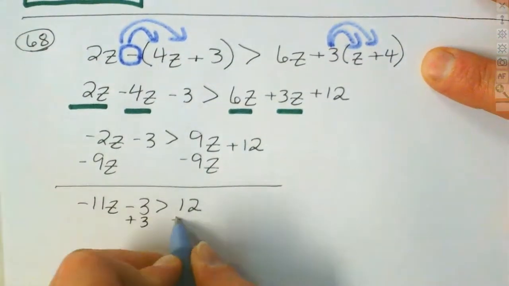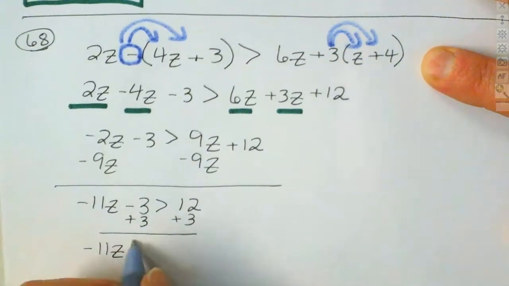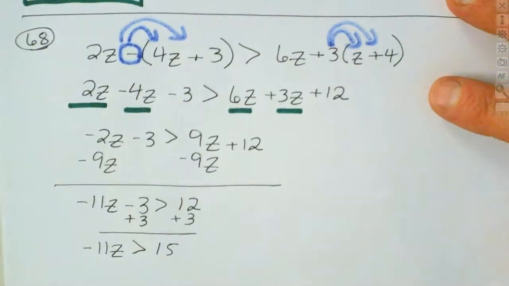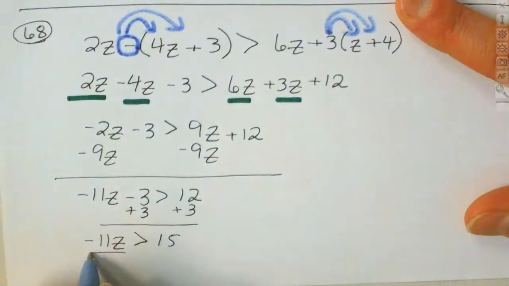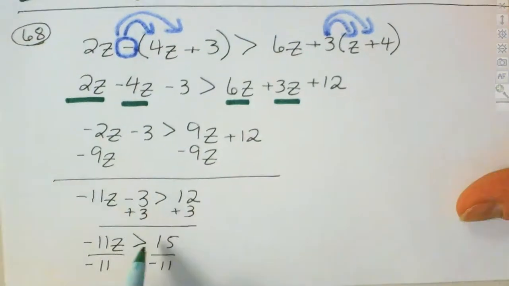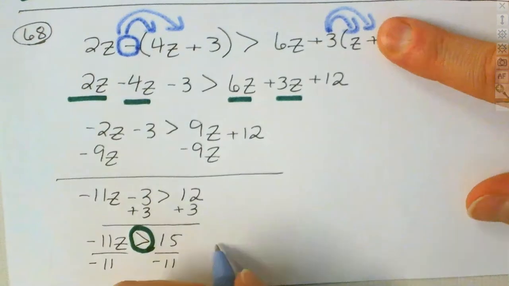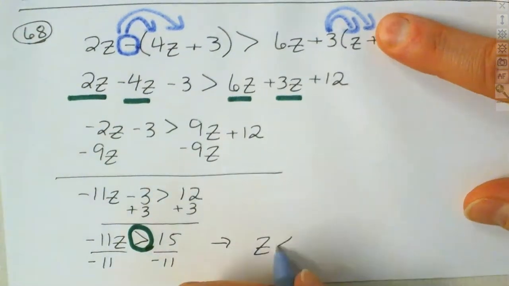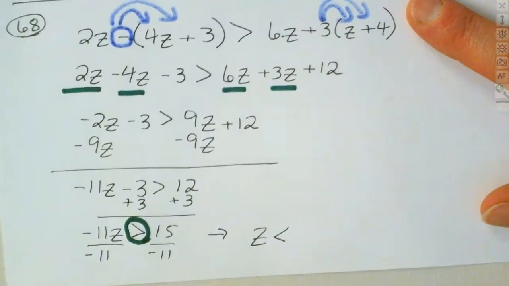Add your 3 to each side. So minus 11z is greater than 15. What's going to happen when we divide by negative 11? Very important that we notice my inequality symbol is going to flip. So now we have our z. We're going to flip our inequality symbol. Why? Because we divided by a negative.